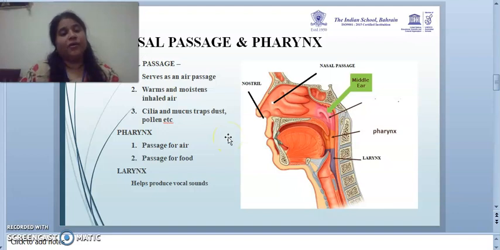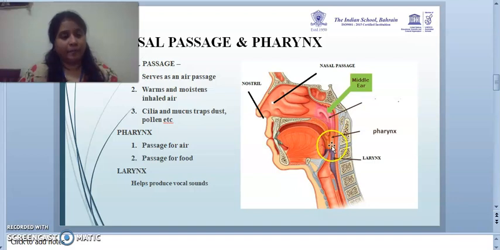Now this air will also have dust particles, pollen grains, bacteria, etc., which are not required by our body. Therefore, the air that we breathe in must be filtered. And the nasal passage contains cilia and mucus, or hair-like structures, which trap these dust particles and pollen grains. The nasal passage also warms and moistens the air that is inhaled.